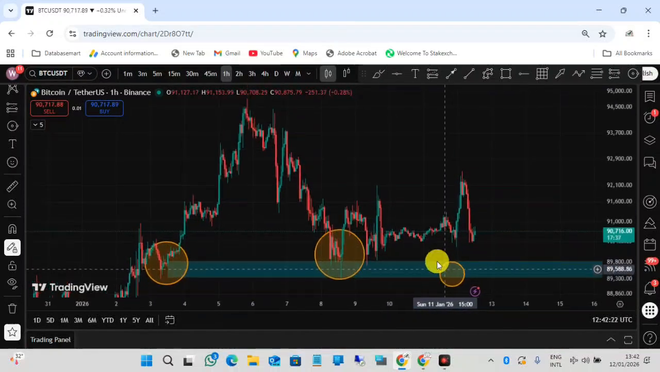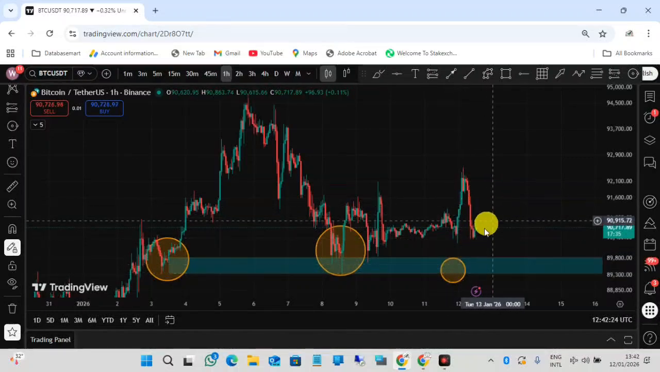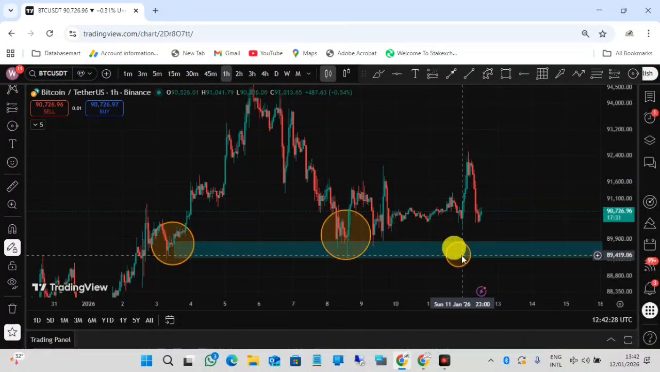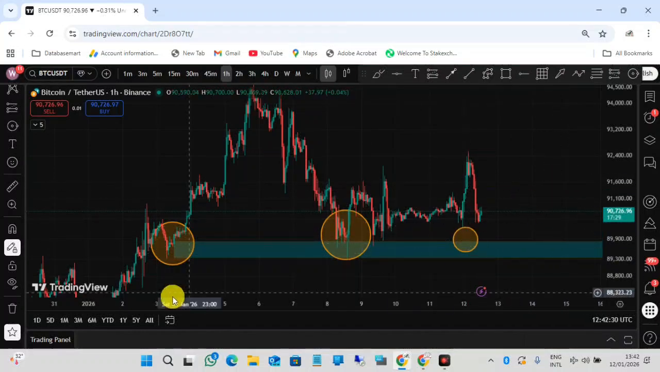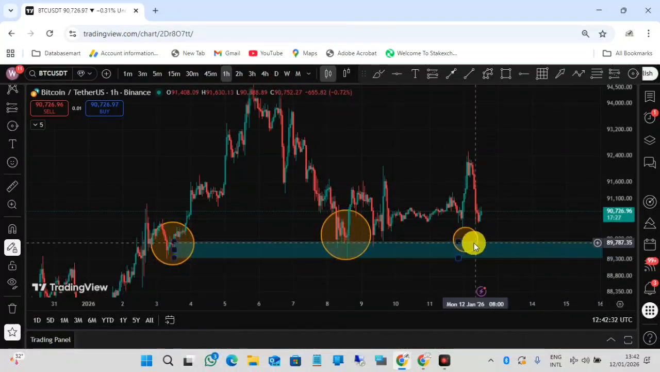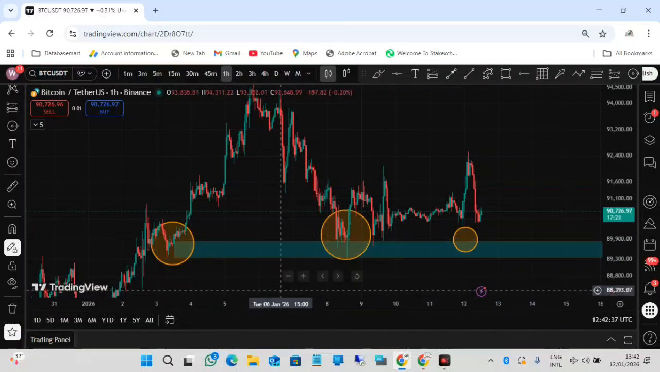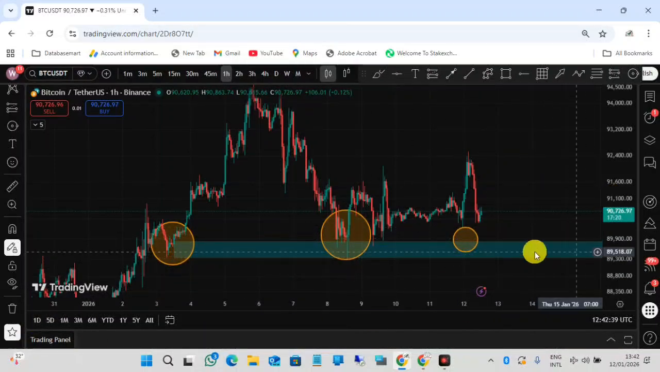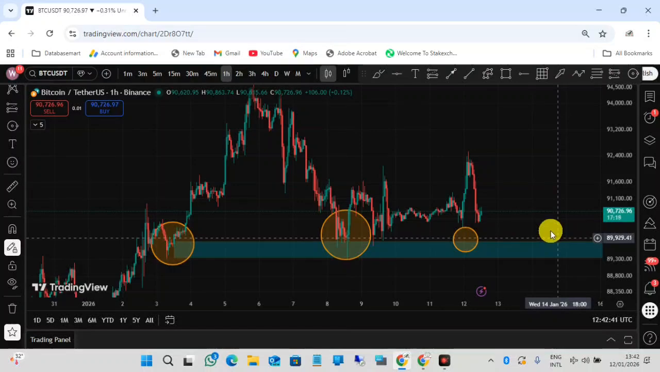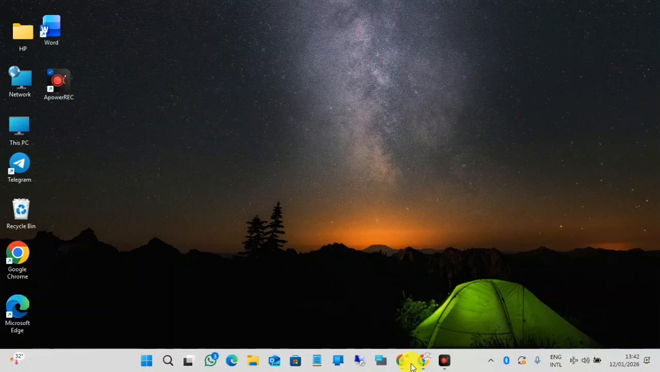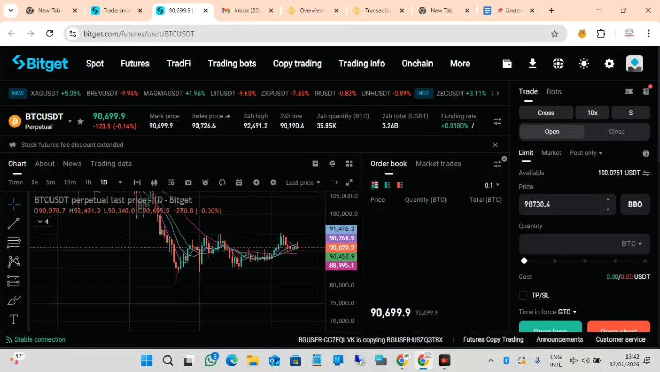On the 1 hour time frame, you can see. Let me show you very well. So you can be looking for your buy level around, let's say, 89,000 plus, and make sure you put your stop loss around this place. Let's say I want to enter the market around 89,800. So let me go to my Bitget account.